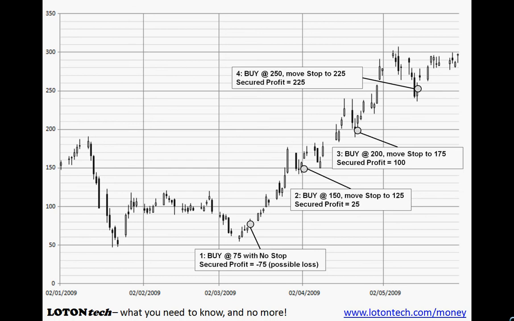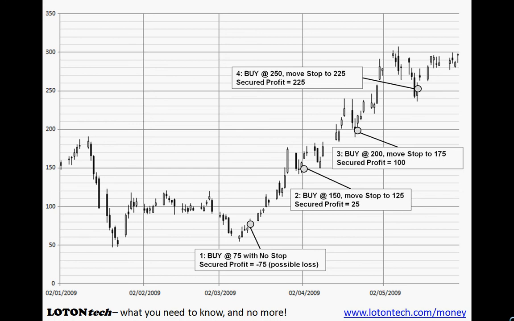And then I can do the same thing when the price rises and then falls back to a level of 250. So what this means is, by the end of the chart, I've actually got 4 times my original investment working for me, and yet I've lowered my risk, and I stand to walk away with a guaranteed secured profit of 225 if all of my stop orders trigger at the final level of 225 that I set.